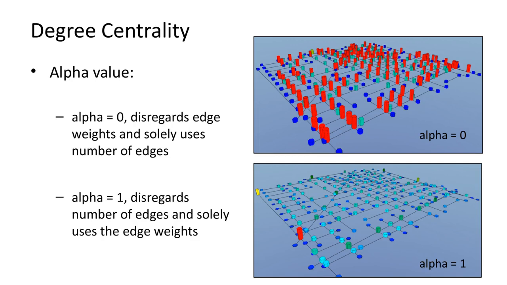The alpha value controls how degree centrality is calculated. If alpha is 0, then degree centrality is calculated by counting edges. This is shown in the top image. If alpha is 1, the degree centrality is calculated by summing the edge weights. This is shown in the bottom image. For any values between 0 and 1, the two approaches are combined.